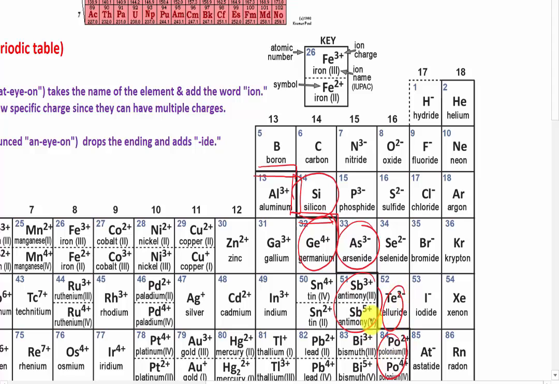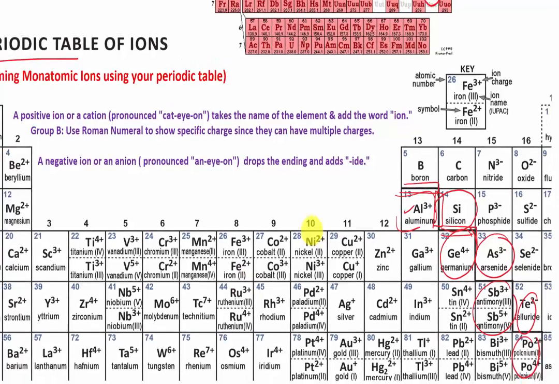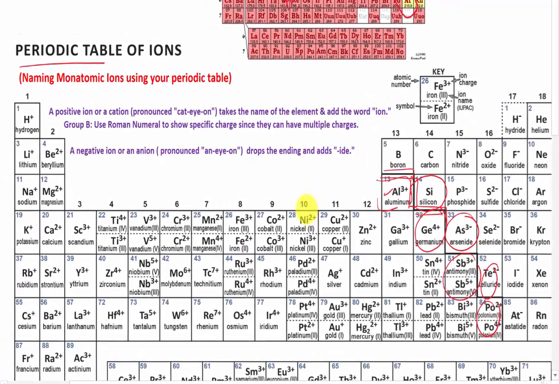Except for only one element, and that is aluminum right here. It is a metal. So of course, it's not a semi-metal. So that's one thing you need to keep in mind. Top and bottom of the bolded staircase, they are semi-metals except for aluminum. Now let's go back and use our periodic table to name ions.